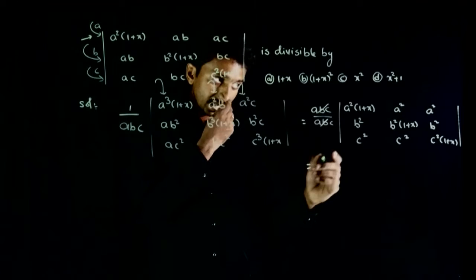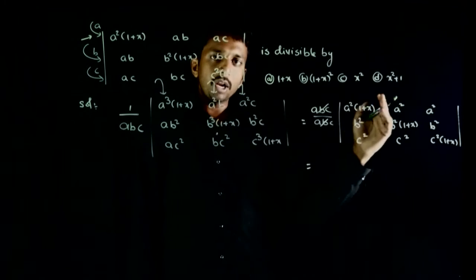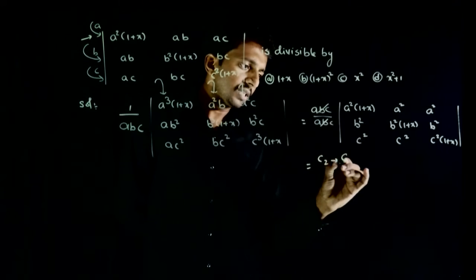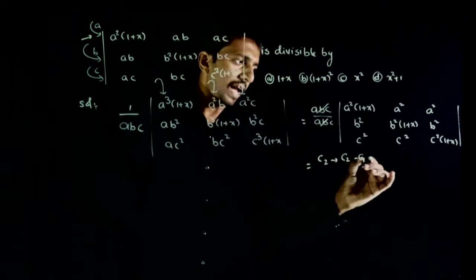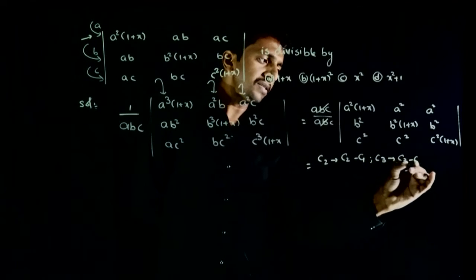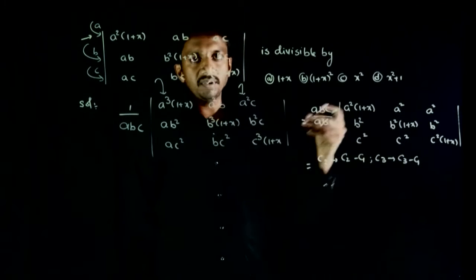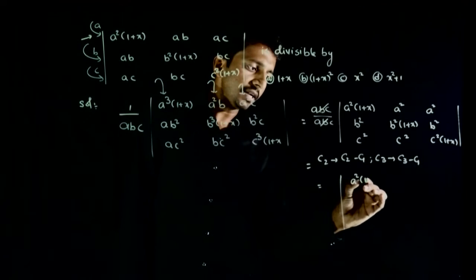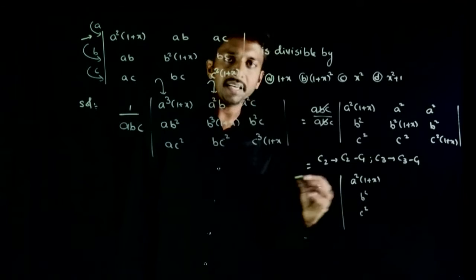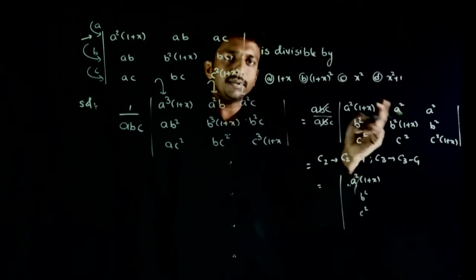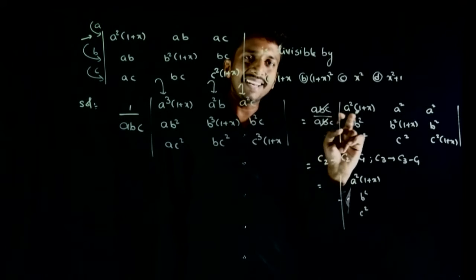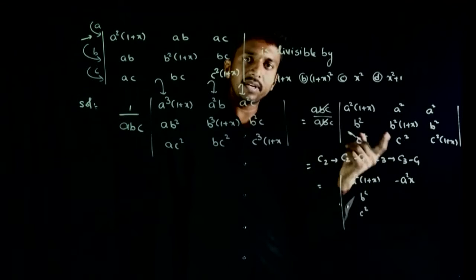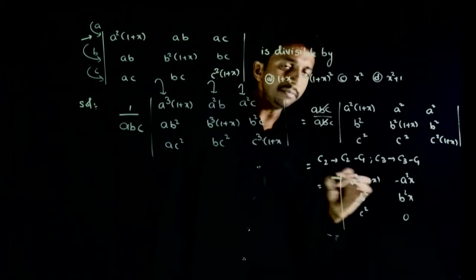Now let us do some column operations. C2 tends to C2 minus C1 and C3 also tends to C3 minus C1. C2 से C1 minus करेंगे, C3 से भी C1 minus करेंगे. ठीक है? So what will remain? C1 वैसे रहेगा. C2 से C1 माइनस किया तो आपको मान क्या आएगा? A स्क्वायर माइनस A स्क्वायर x, get माइनस A स्क्वायर x. यहां से B स्क्वायर प्लस B स्क्वायर x से B स्क्वायर कॉमन लिया तो B स्क्वायर x और 0.